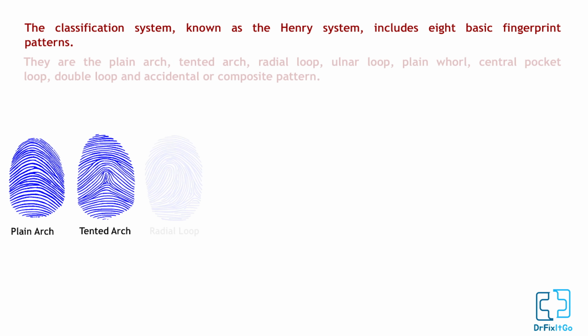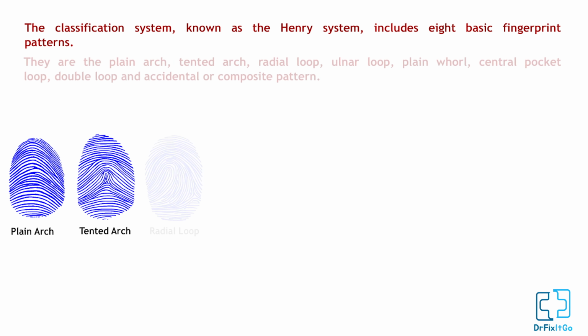Arch is a simple type of fingerprint pattern, but also the most rare. Only 5% of the population have arch prints. Plain arch patterns have ridges that begin on one side and end on the other side, making a line that looks like a hill. A tented arch has a higher, more prominent spike in the center.